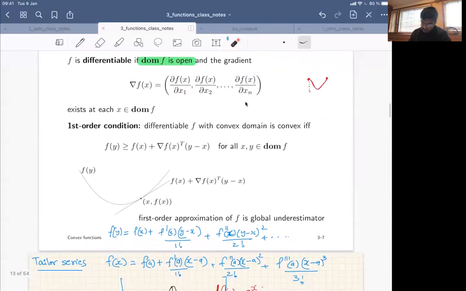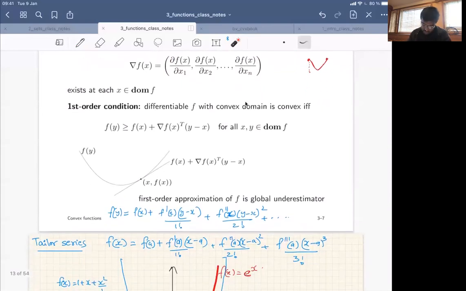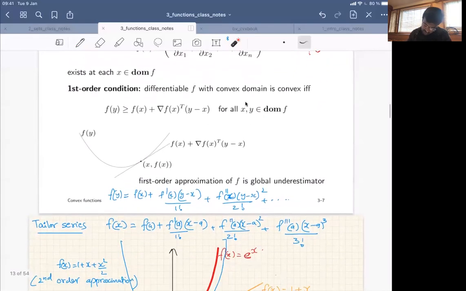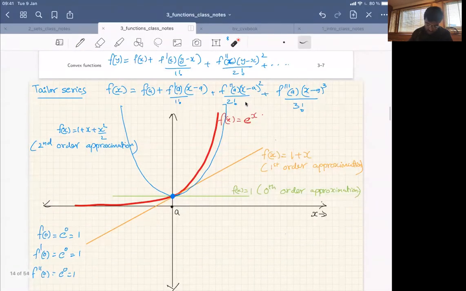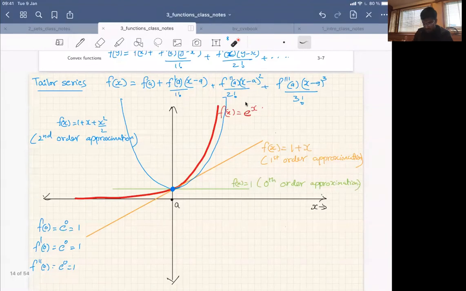Now, what is the first order condition? The first order condition says that at any point x, the first order approximation of f is a global underestimator. Now we'll see what a first order approximation is. There is a concept that I think you already know, the Taylor series.